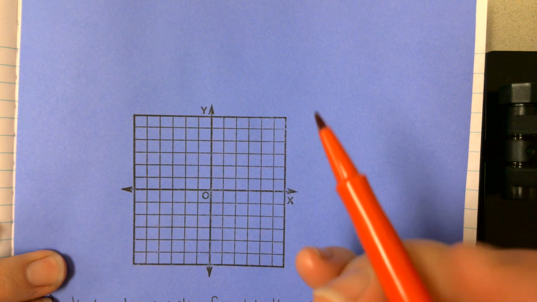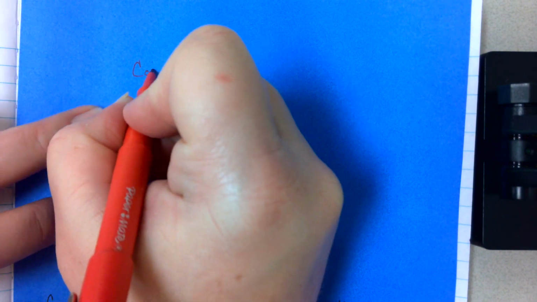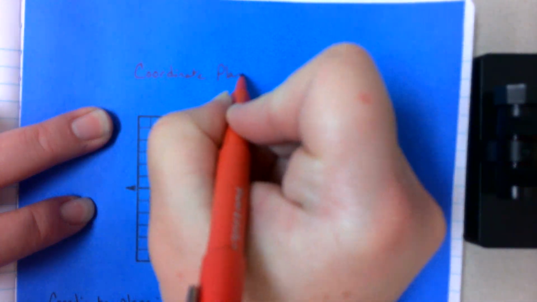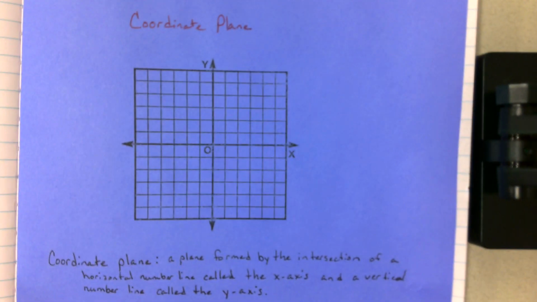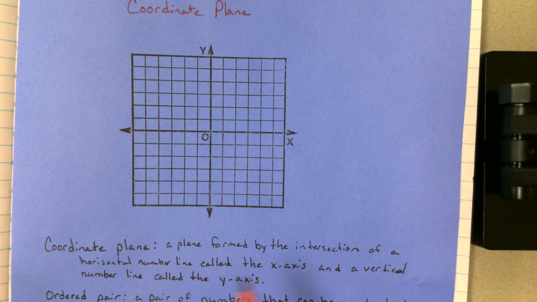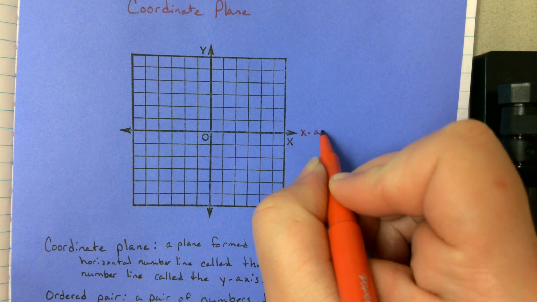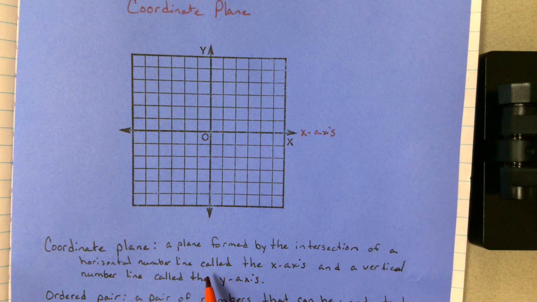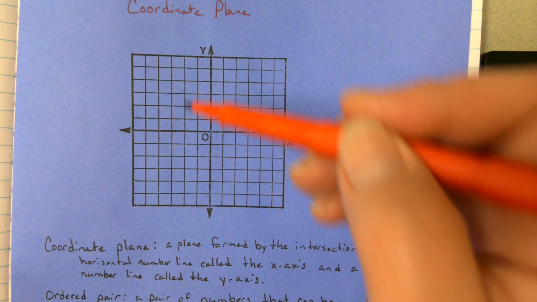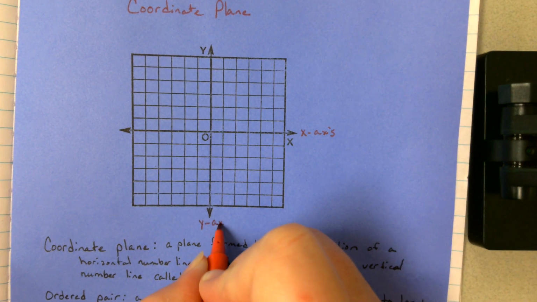First, we're going to look at what we call a coordinate plane. And here's an example of our coordinate plane. So I'm just going to label coordinate plane. And a coordinate plane is a plane formed by the intersection of a horizontal number line called the x-axis. So here is our horizontal, our x-axis. So the intersection of the horizontal number line called the x-axis and the vertical number line called the y-axis. So here's our vertical y-axis.